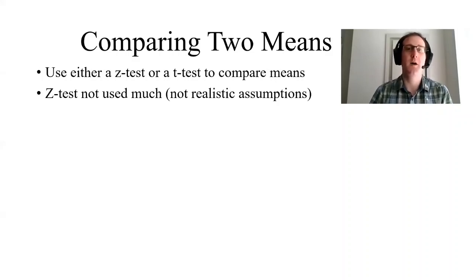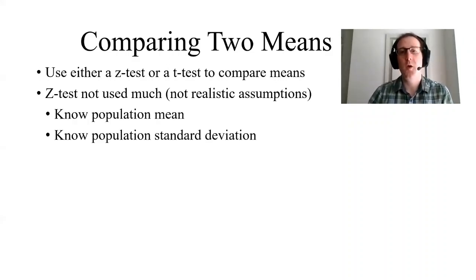So in the textbook, the author talked about how you really only see z-tests talked about in Intro to Statistics textbooks. This is in part because there aren't very realistic assumptions about when you would use the z-test. So you use a z-test when you know a lot of information about the population. Specifically, you know what the population mean is, so what the average is for all the possibilities for that variable out there.